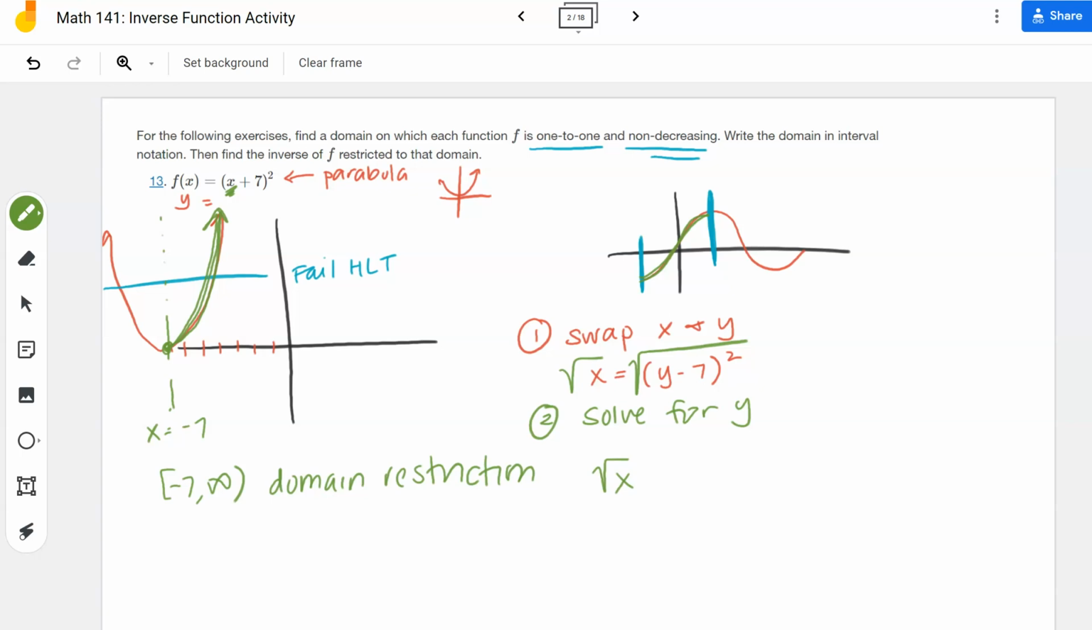We don't have to do that here. If I wanted to graph something that wasn't a function, then I would need the plus and the minus. But we only want the positive section because we've restricted this to the positive non-decreasing side of my parabola. And this is equal to y minus 7. And we can add that over. We get y is equal to square root of x plus 7 on the outside.